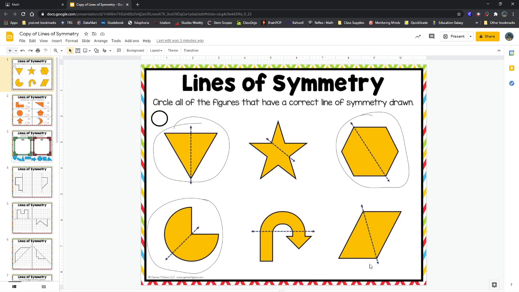What about this last one? What's wrong with the line of symmetry on that last shape? Kylie?